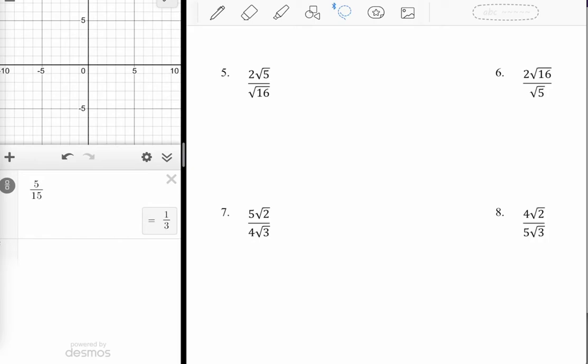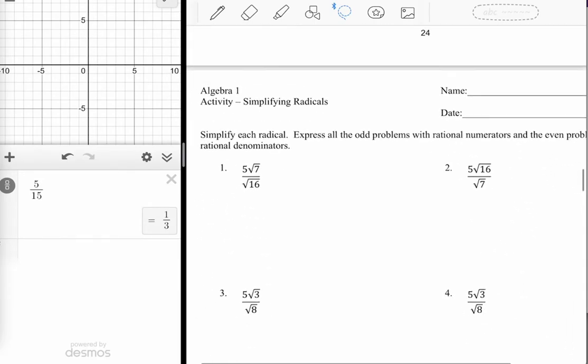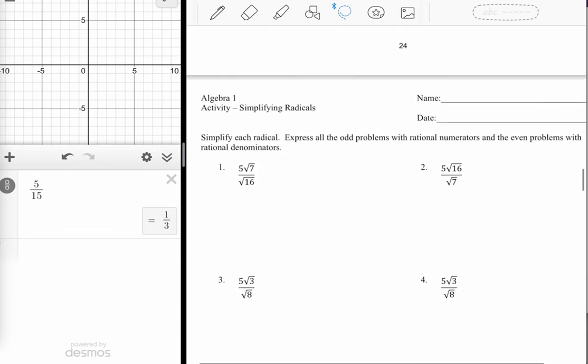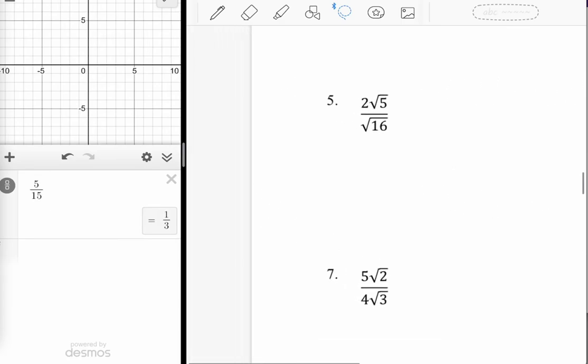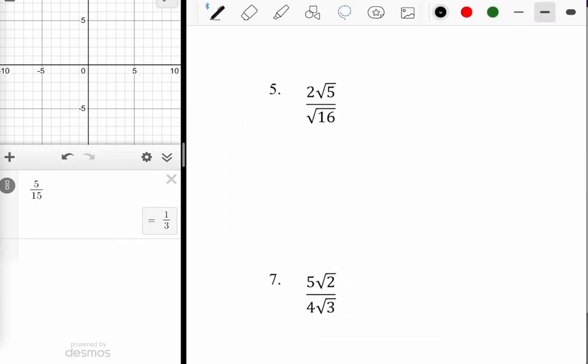So number 5, for example, if you want to simplify, first off, the directions: simplify each radical. Express all the odd problems with rational numerators and the even problems with rational denominators. That's really important to keep in mind. Your final answer for the odd numbered problems has to have rational numerators, no radicals in the numerators. Your final answer for the even numbered problems has to have no radicals in the denominators. So let's do numbers 5 and 6 together to get started, and we'll go from there.